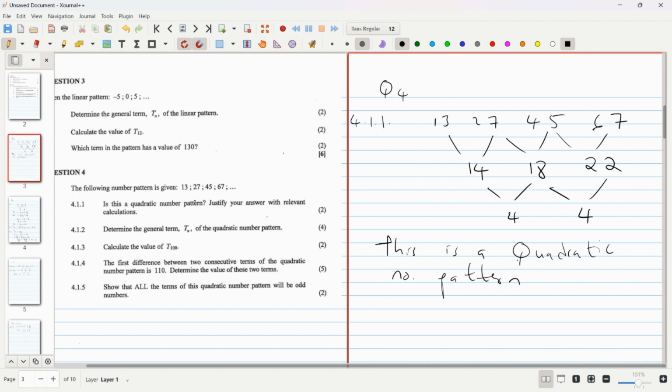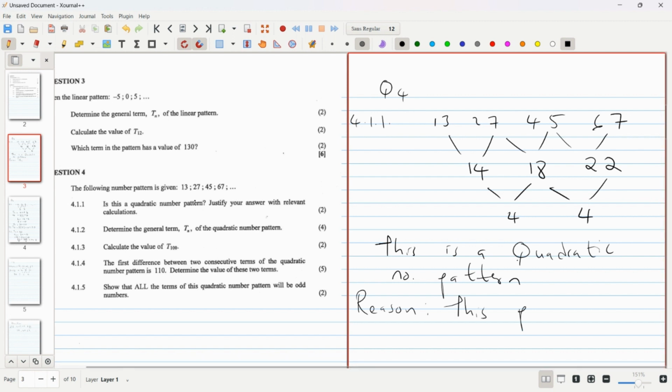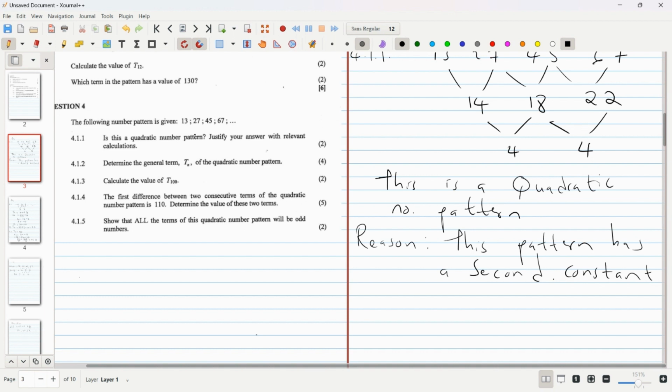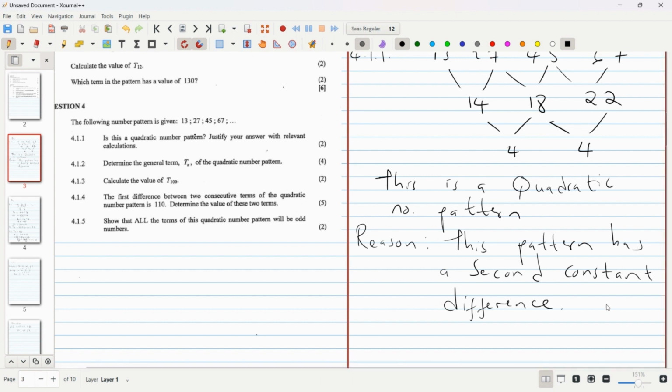Okay, then you state your reason here. So the reason will be what? This pattern has a second constant difference. Okay, there's a second constant difference. So this is the reason that you state that it is a quadratic number pattern.